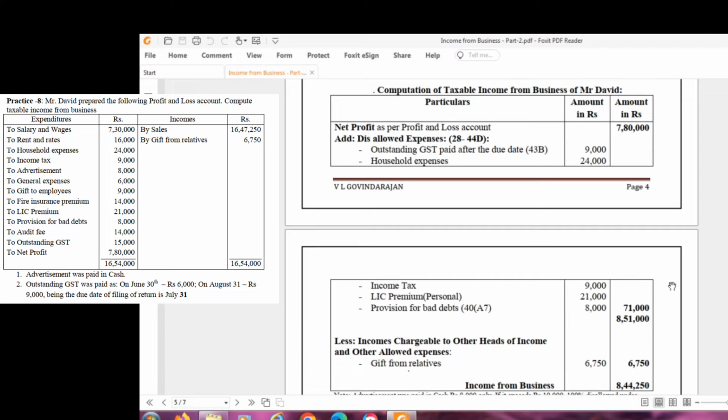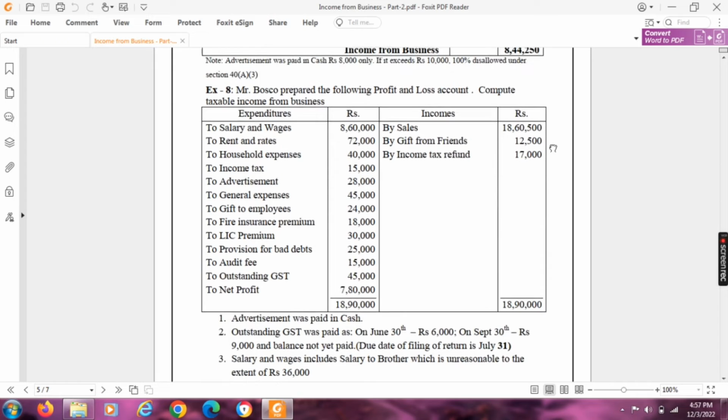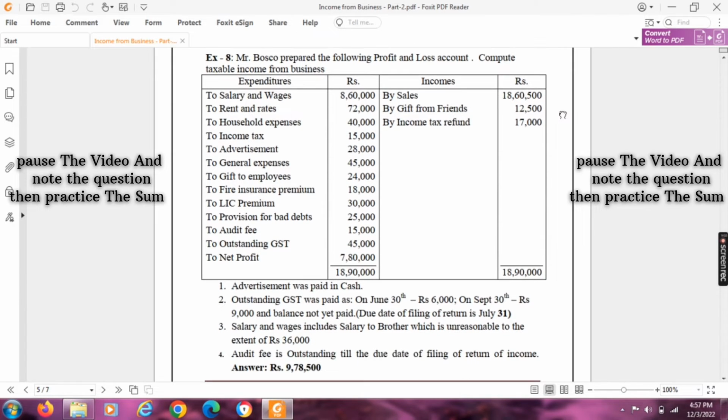By sales, business nature. By gift from relatives, it is non-business income. That should be deducted from the incomes. So 7,80,000 plus 71,851 minus 6,070. Balance 8,44,250 is the actual business income. In the same pattern, the listeners can practice exercise 8.